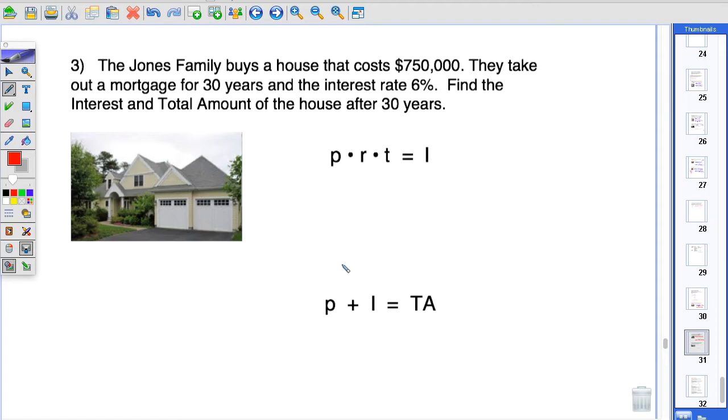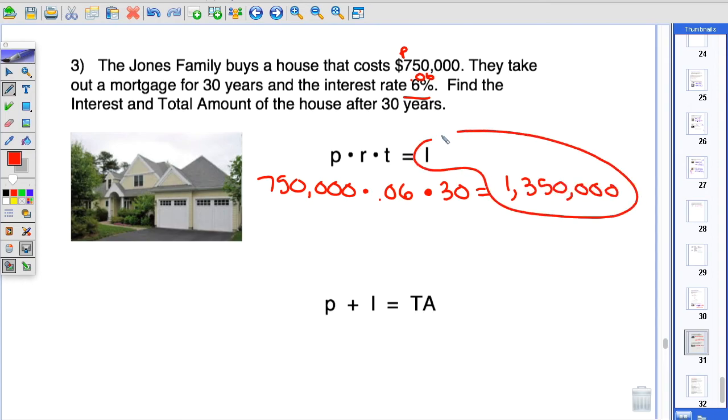The Jones family buys a house that costs $750,000. They take out a mortgage for 30 years, and the interest rate is 6%. Find the interest and the total amount for the house after 30 years. So our principal is $750,000 times your rate as a decimal, 0.06, times your time in years, and when we multiply, we end up getting $1,350,000. That's how much interest, extra money you're paying for your house.